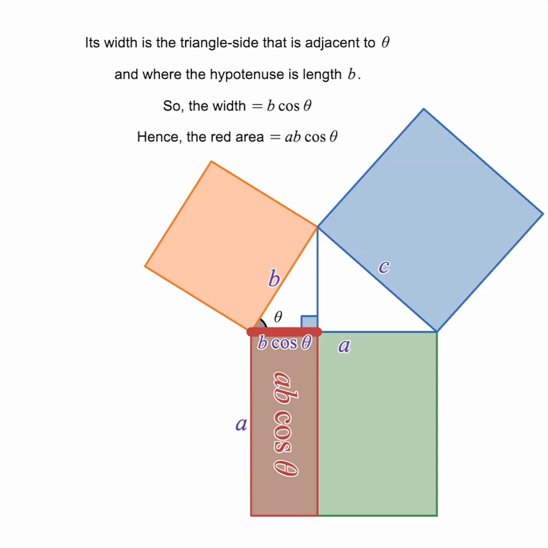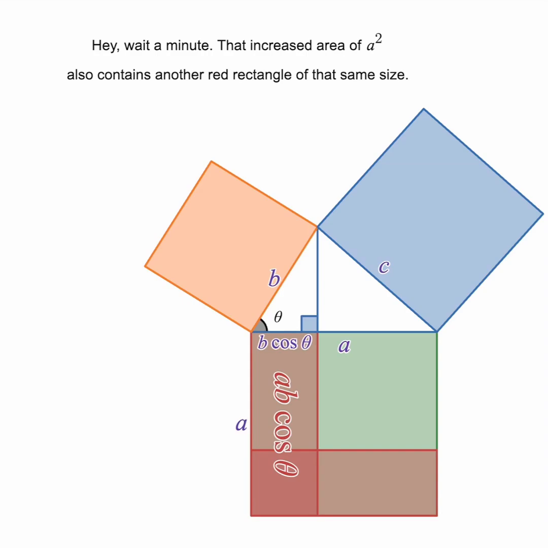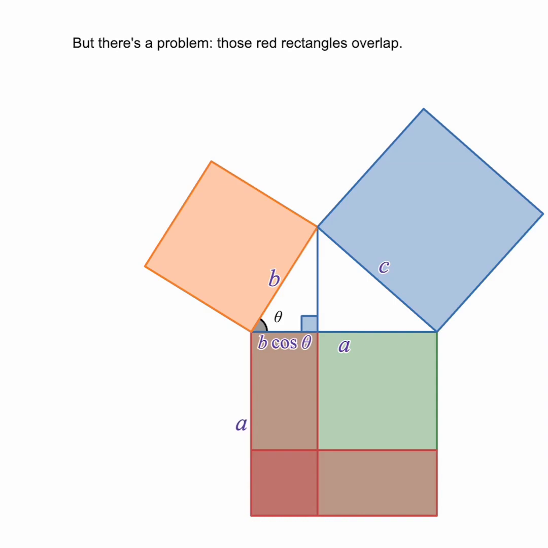That's pretty similar to our corrective term. And wait, we actually have two of these, right? Because a squared grew by this part and this part. Oh, so now we have 2ab cos theta. That's great. That's our corrective term. Oh, but there is a problem. Those two rectangles overlap, right? So the difference in how much a squared grew would be 2ab cos theta if it wasn't for that pesky overlap.